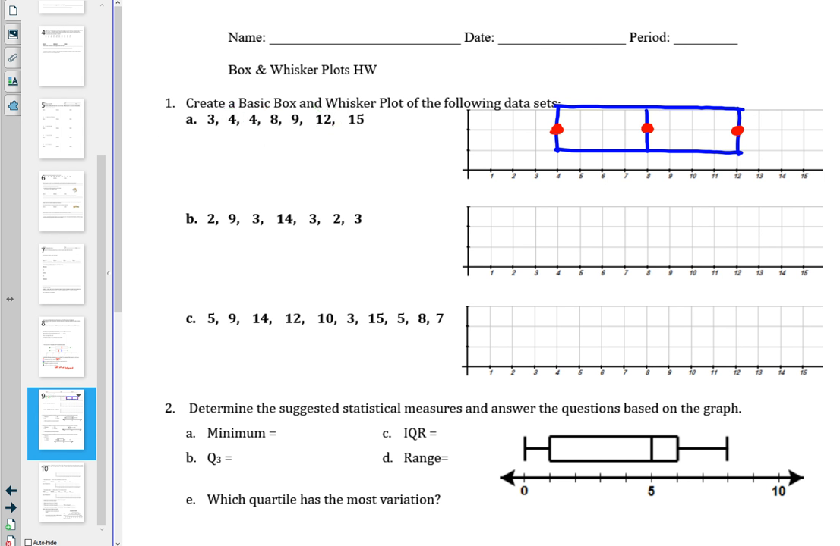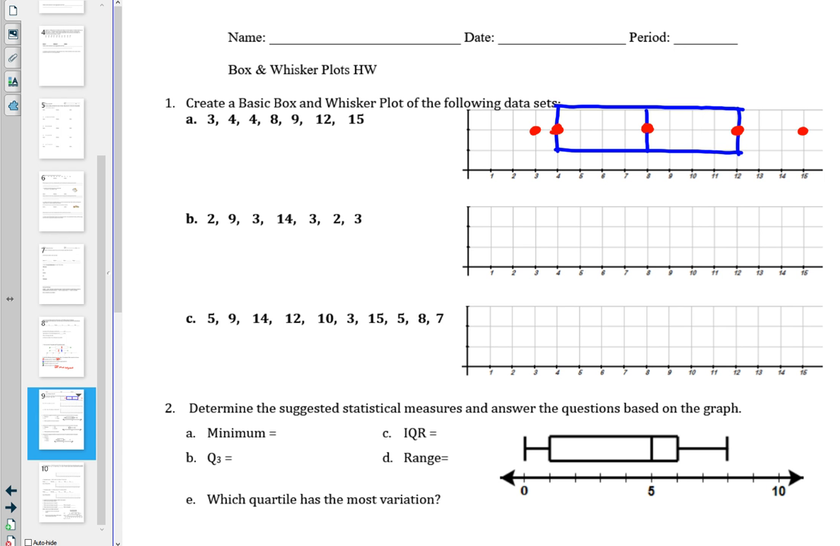What is my min? It is 3. What's my max? 15. But we don't know yet if we want to take the whiskers there. We don't know if we want the whiskers to extend to them because we have to figure out whether or not those are outliers. If it's an outlier, it doesn't get the whisker. You take the whisker to the one before.